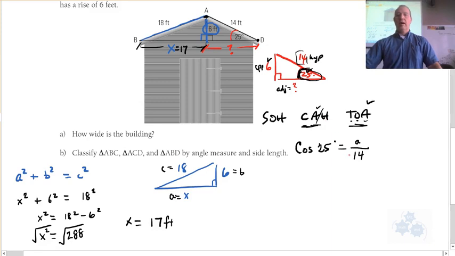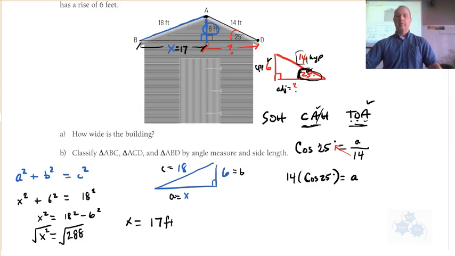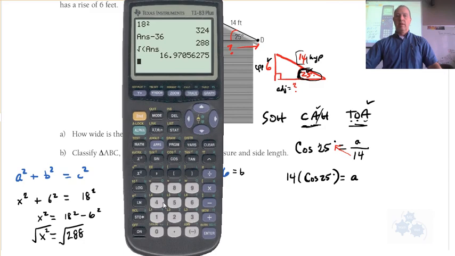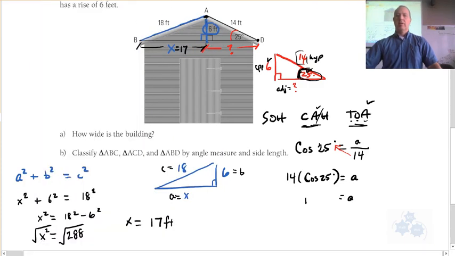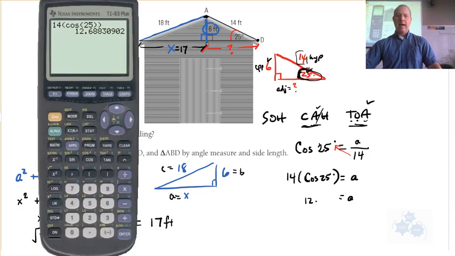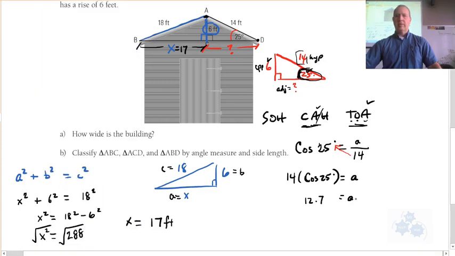So if I want to solve for A now, I multiply both sides by 14, and A now just becomes 14 times cos of 25. And so I could just do that on my calculator, no problem. 14 cos 25, 12.688. Okay, does that sound reasonable? Now let's round that to 1 decimal place, so 12.7. One decimal place is usually okay to round to if you're questioning.